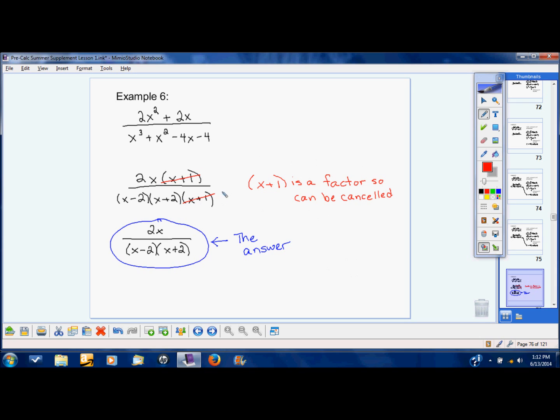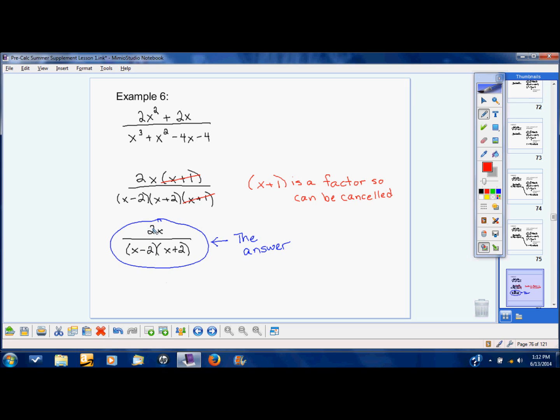X plus 1 cancels out. It's a factor, so you're allowed to cancel it. So the answer then is what's left over. 2x is left over in the numerator, x minus 2 and x plus 2 in the denominator, and there's nothing else that you can do with that.